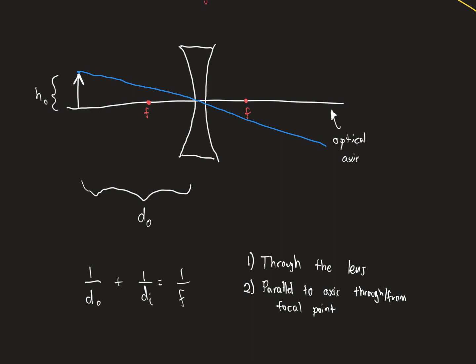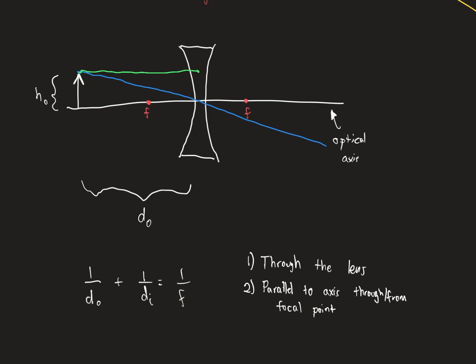So what I need to draw for my second line, I need to draw a line that's parallel to the axis. So I go from the top of the little arrow, and I just draw a line that's parallel to this optical axis. So just go straight in until I hit the lens. Just draw a line from the top, straight into the lens.